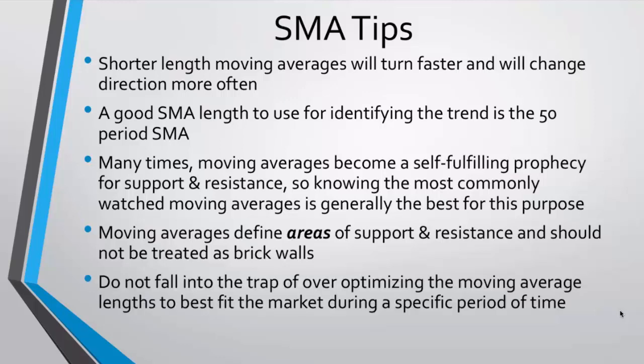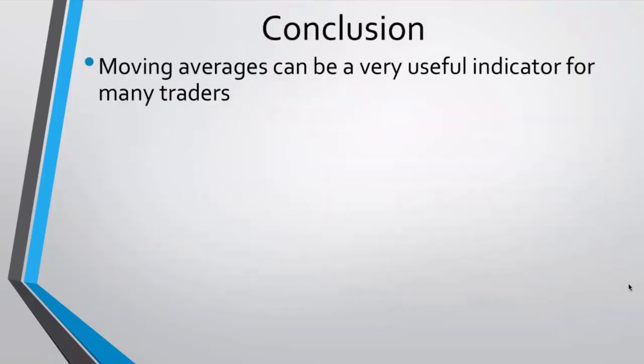And do not fall into the trap of over-optimizing the moving average lengths to best fit the market during a specific period of time. You may see a time where you've got the 50-period simple moving average on your chart and you notice it's falling short of it, so you adjust it to the 48 and you're now like, wow, the 48 works much, much better. Then it starts blowing through and you adjust it to the 52 and you're like, well, now the 52 works much, much better, so I'm going to leave that on. Don't fall into that trap. I'll cover some of the most common ones in the conclusion, which is right now.